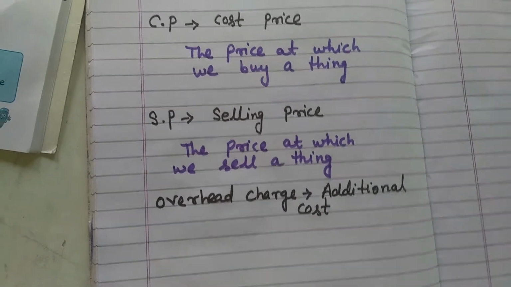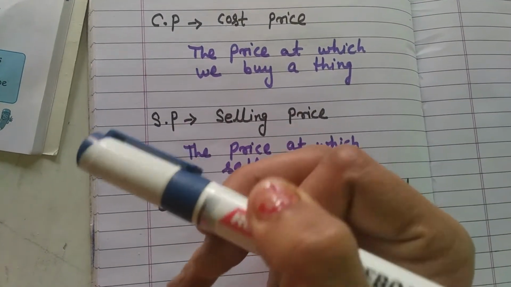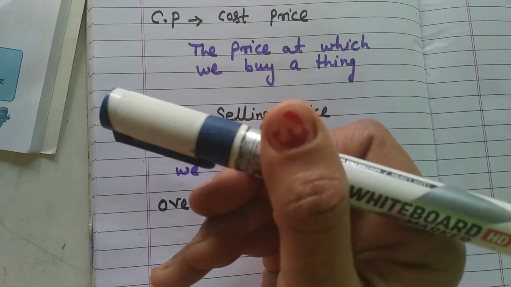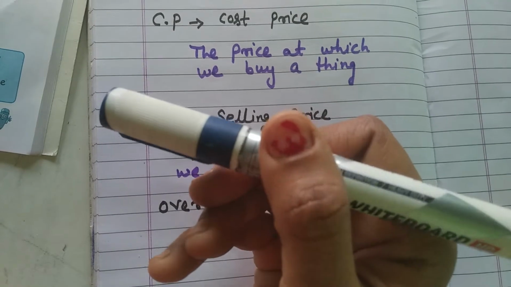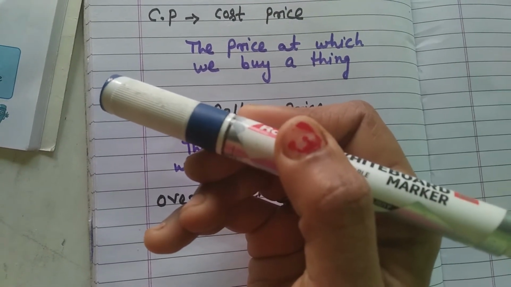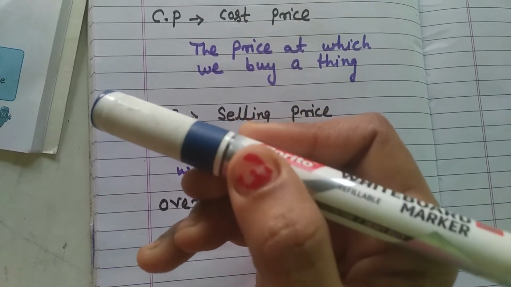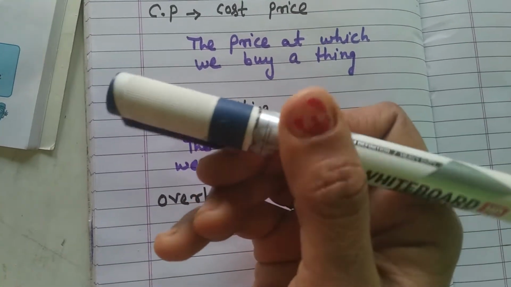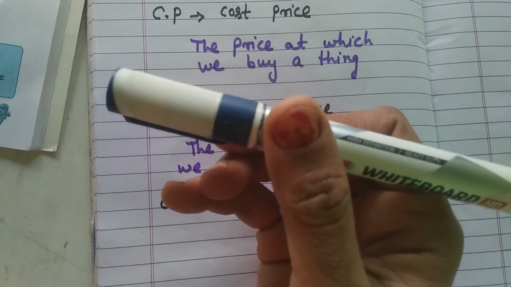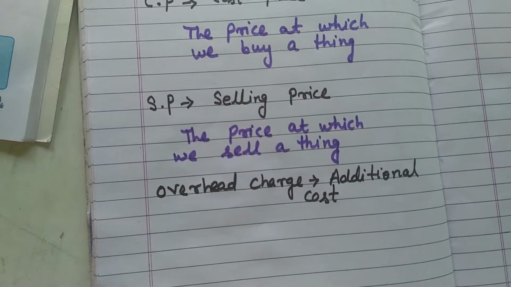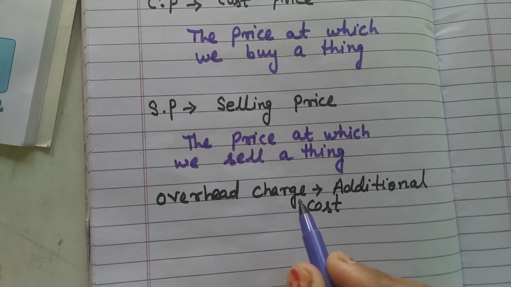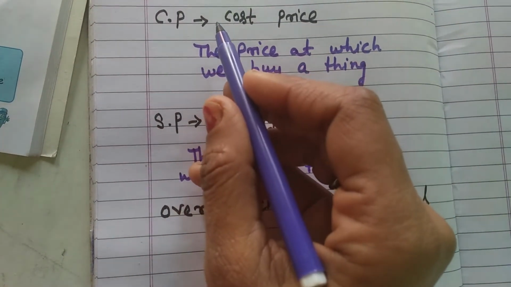Suppose I have purchased this marker at 20 rupees and suppose there are additional charges like transportation charge, labor charge. Suppose I bought this marker in Delhi and I'm selling it in Rudrapur. So maybe I can add a few transportation charges. So additional cost, additional charge is called overhead charge. It will be added in CP.